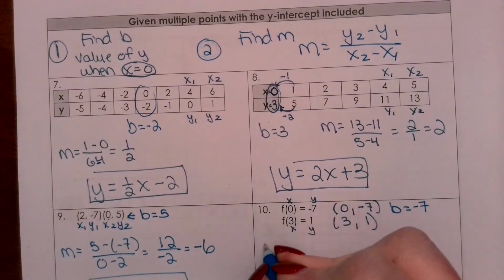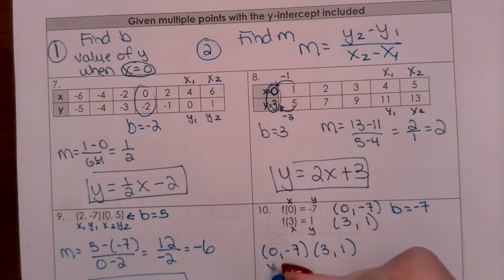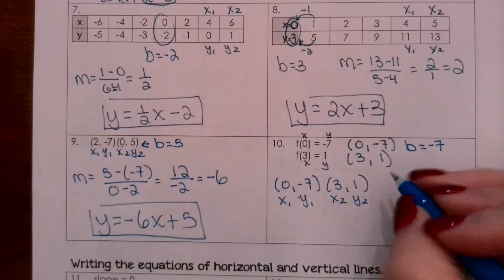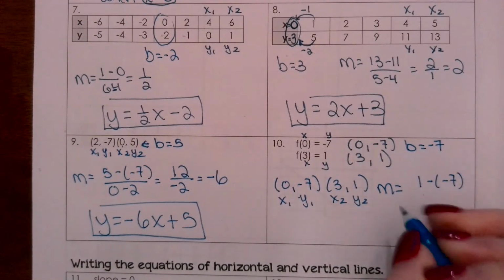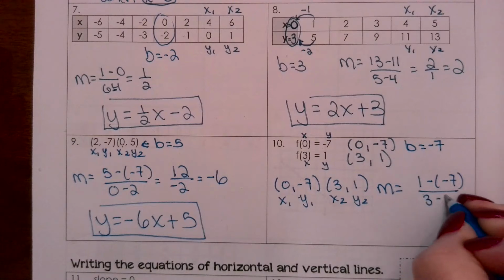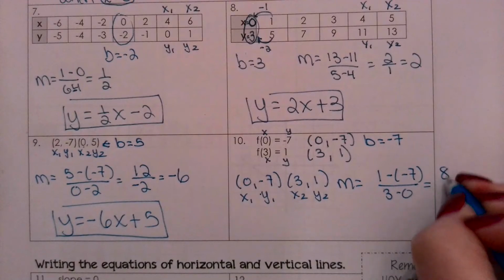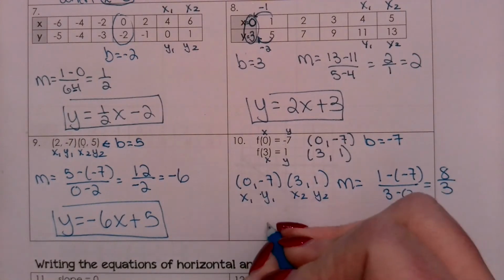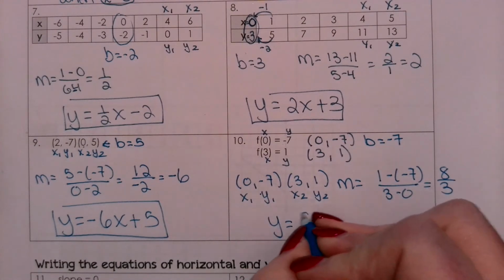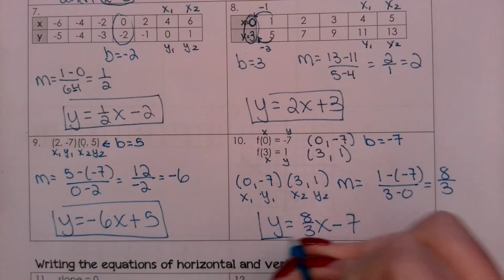I'm going to find my slope. I'm going to just write my points again so I can label x1, y1, x2, y2. Get my change. Slope equals 1 minus -7 over 3 minus 0. 1 minus -7 is like 1 plus 7, keep change. And 3 minus 0 is 3. So my slope is 8/3, and my equation is y equals 8/3 x minus 7, because that's b.